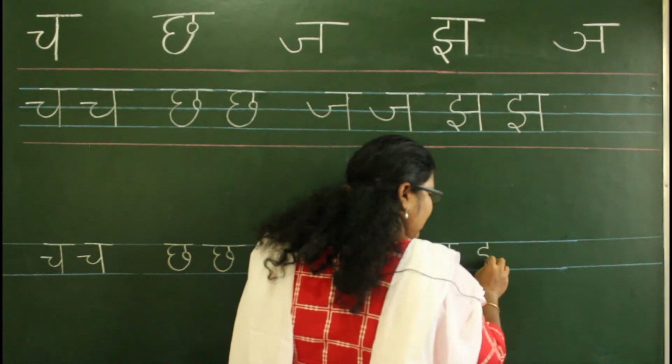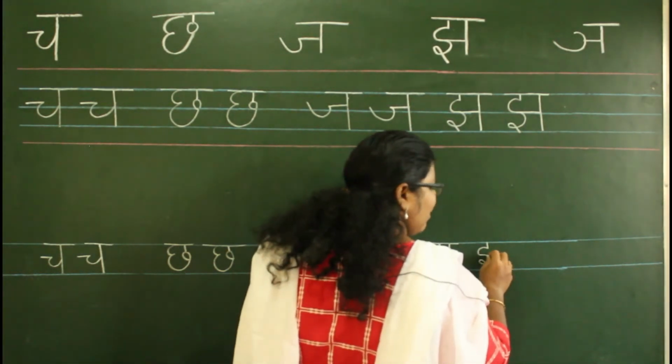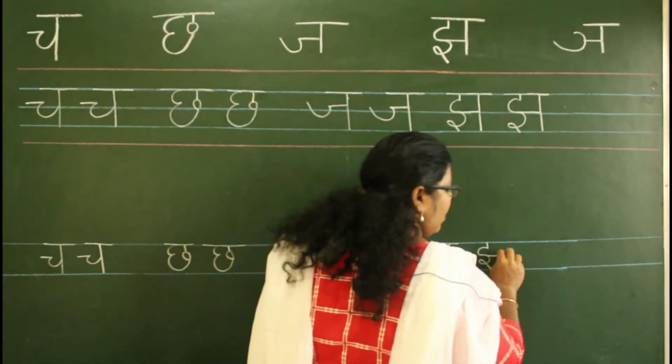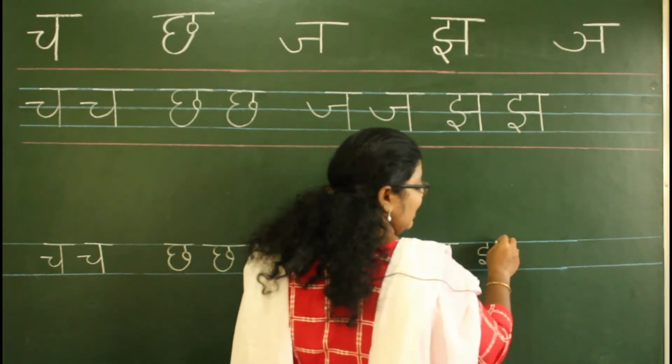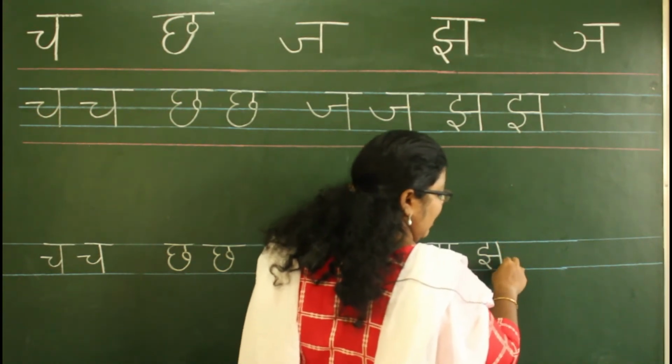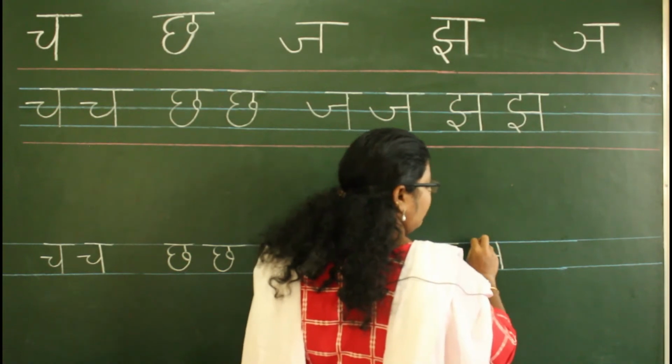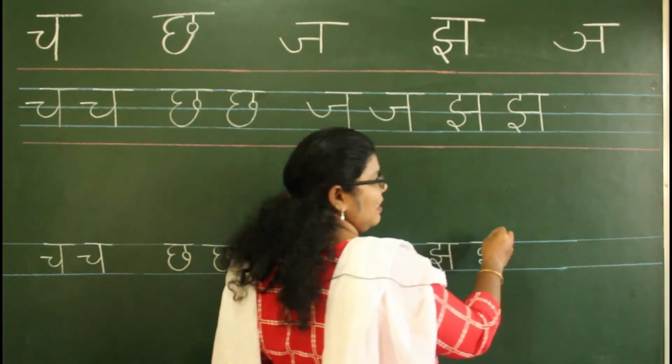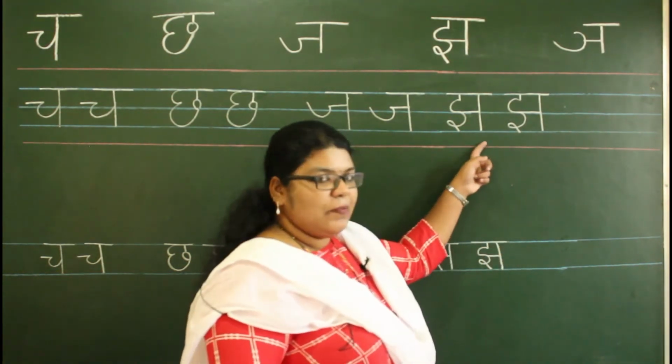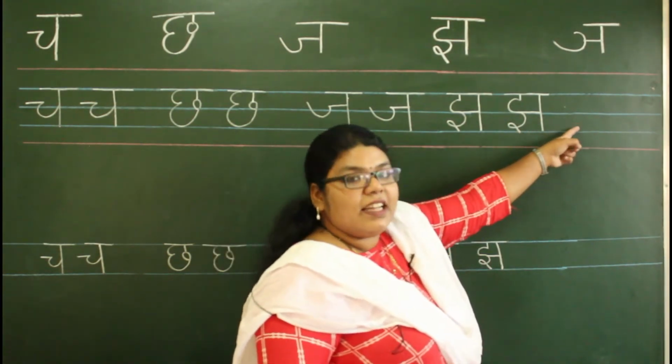Once more, write letter E, then from the middle draw a sleeping line, then next to it a standing line, and on the top a sleeping line. Jha. Next is Nya.